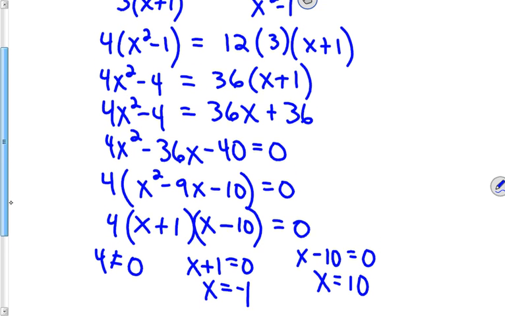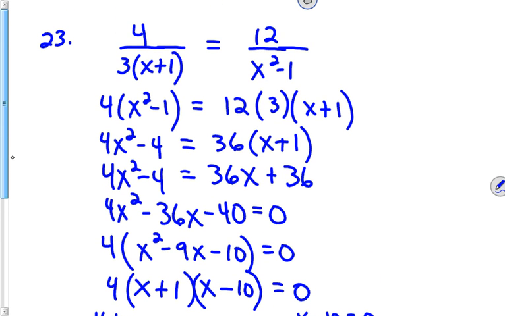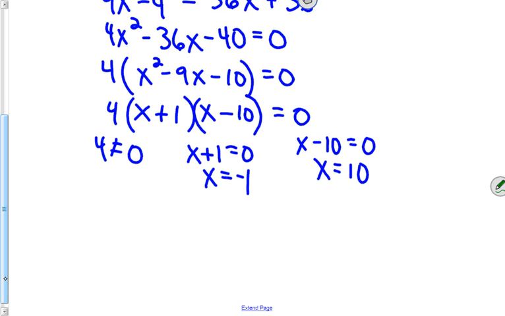So let's go back up here. We have negative 1 and 10. Well, negative 1's not going to work for us, because that'll make that 0, and it would make that 0. So we're going to have to throw out the negative 1, but the 10 will work. So we don't like this. This is our answer.